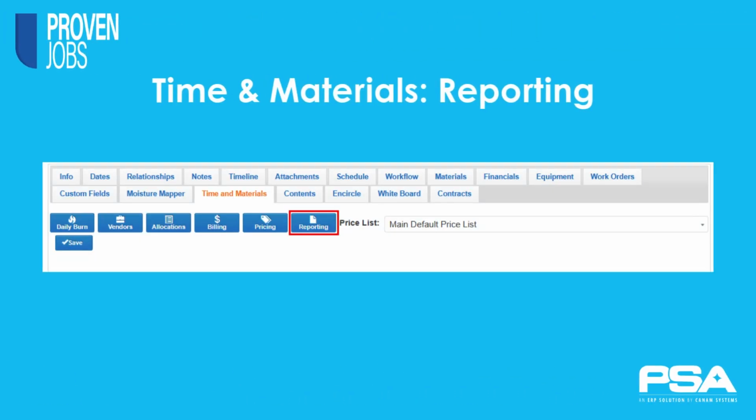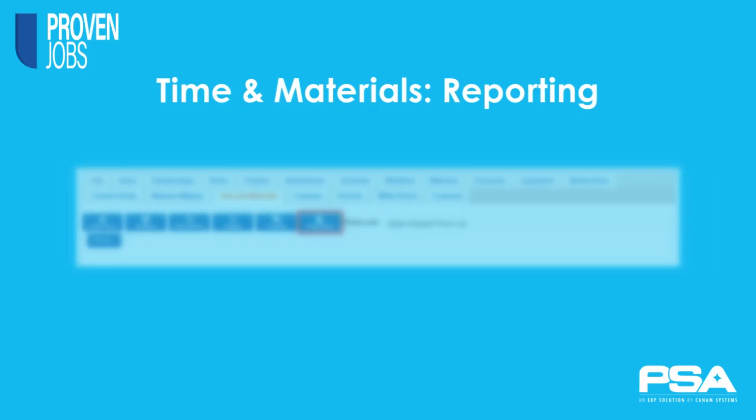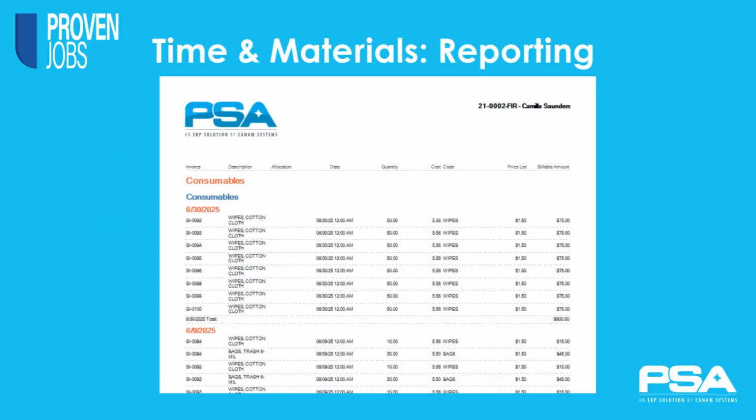Users have the option to select reporting to create a backup report to send along with the invoice created. When selected, the system will automatically redirect the user to Proven Jobs reports, allowing the user to select the desired report parameters.